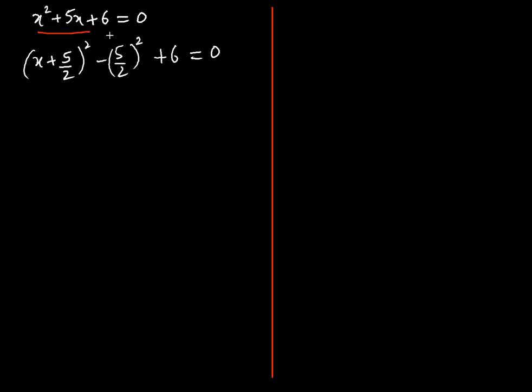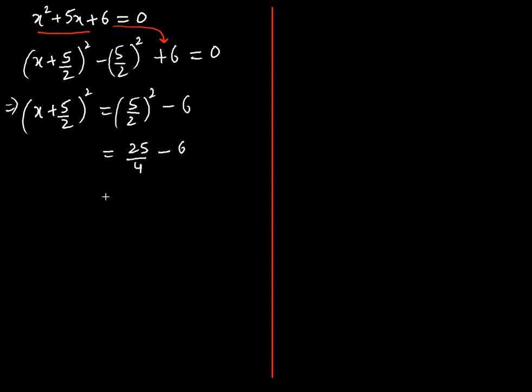Now taking all the constants to the right hand side, we get this equation as (x plus 5 by 2) whole square is equals to (5 by 2) whole square minus 6. Simplifying this, we get 25 by 4 minus 6 here. Simplifying this further, we get (x plus 5 by 2) whole square is equals to 1 by 4.